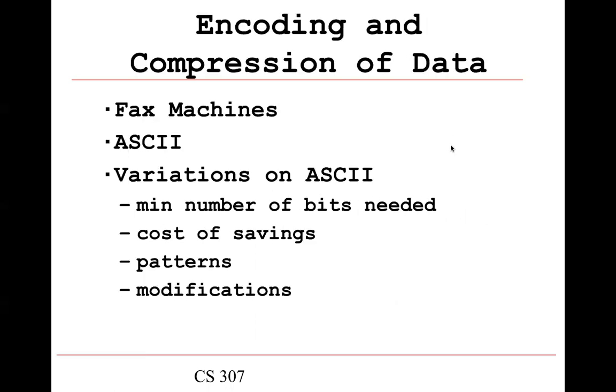Okay, so let's see. We use ASCII encoding a lot. Each character like A, B, C, D, E is 8 bits, so they're fixed length.